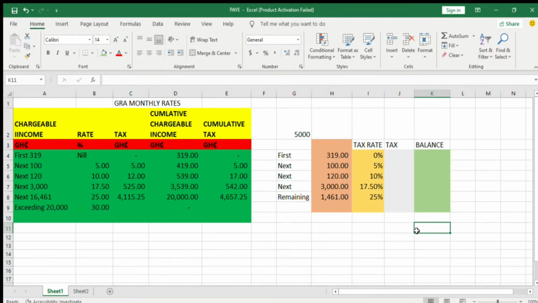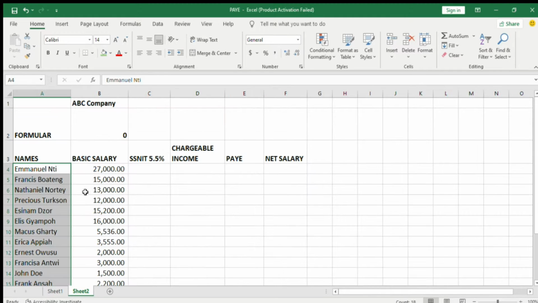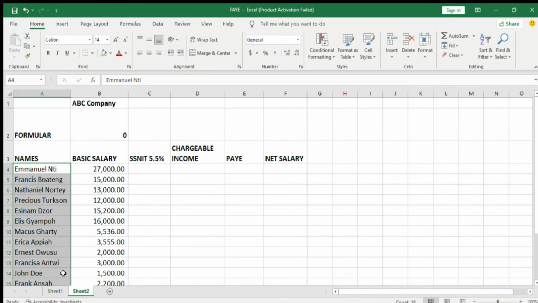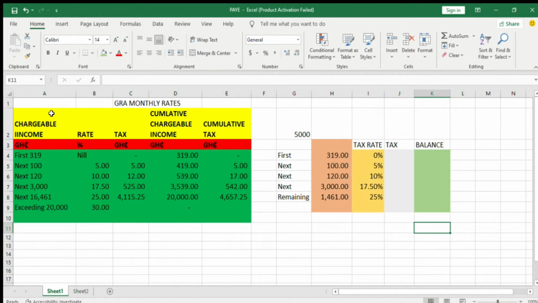Hello everyone. Today I am going to teach you how to calculate the pay as you earn rate. This is very simple. So I have a company here, ABC company, that has 18 workers, and over here you can find the GRA approved schedule for calculating the PAYE in Ghana.